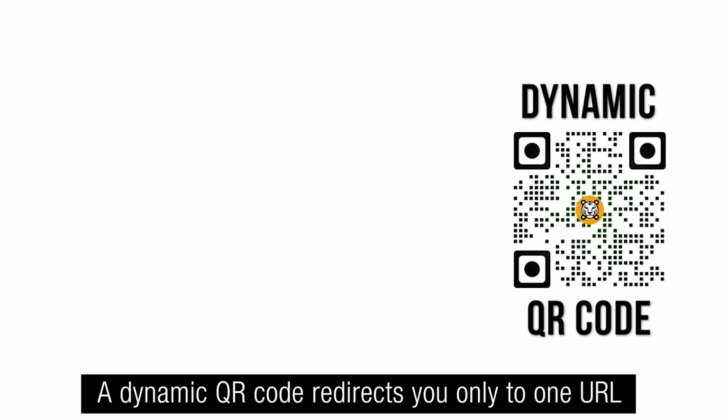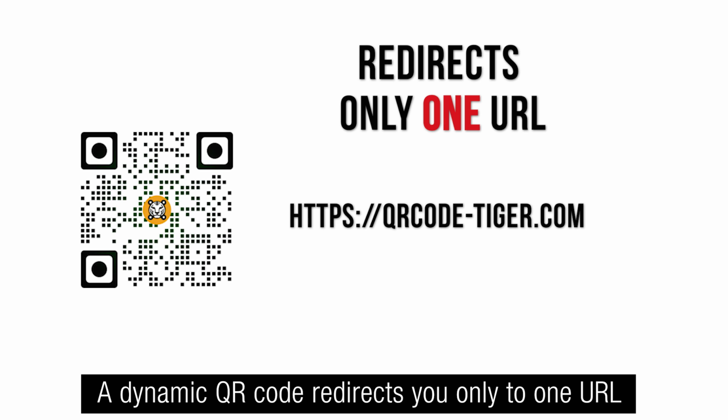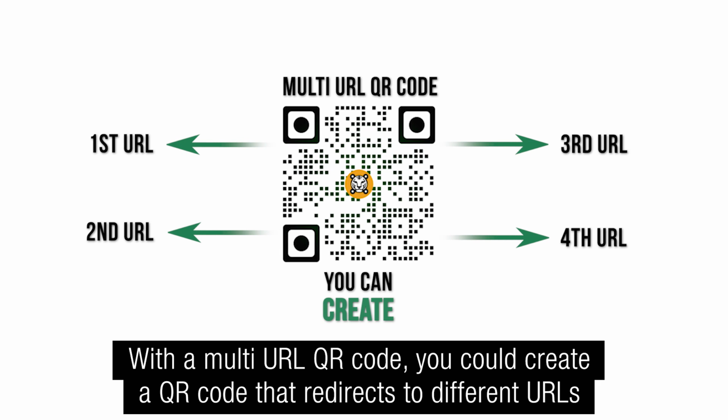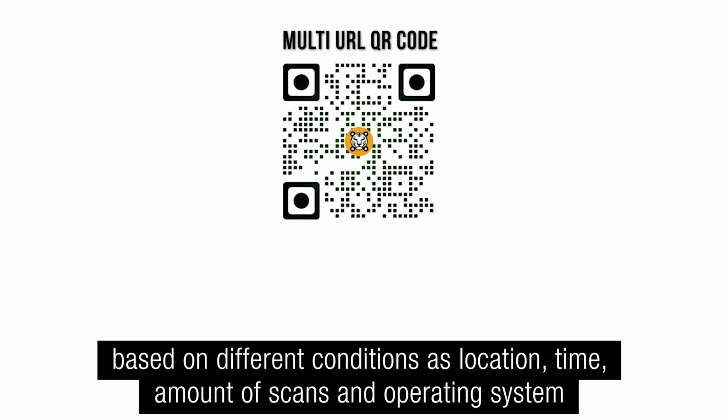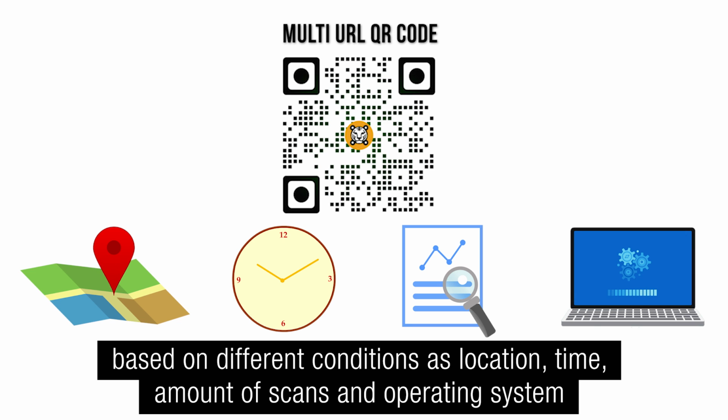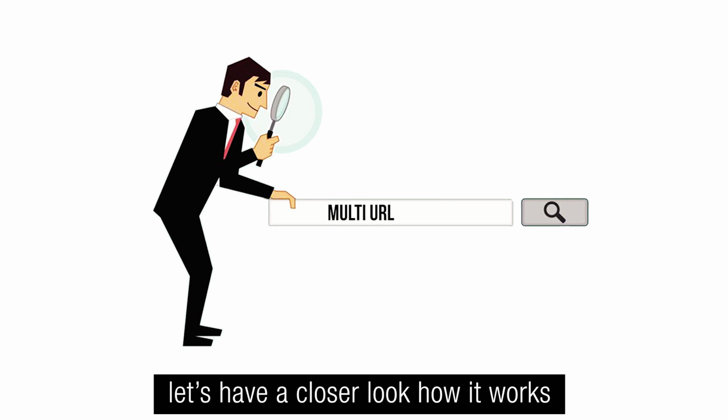A dynamic QR code redirects you only to one URL. With a multi-URL QR code, you can create a QR code that redirects to different URLs based on different conditions such as location, time, amount of scans, and operating system. Let's have a closer look at how it works.